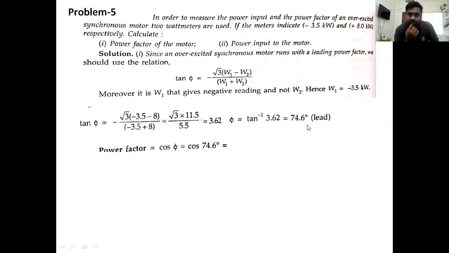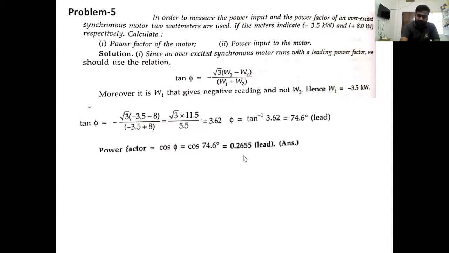212 posted a doubt, that 5.5 is given in the denominator. What's the issue? 8 minus 3.5 is nothing but 5.5, right? I calculated the same and got the same answer. Just go through it, recalculate the term. So the value of cos phi is equal to 0.265 lead.